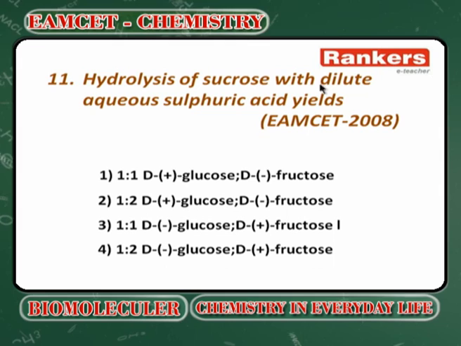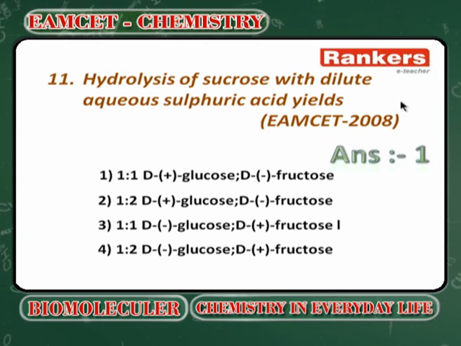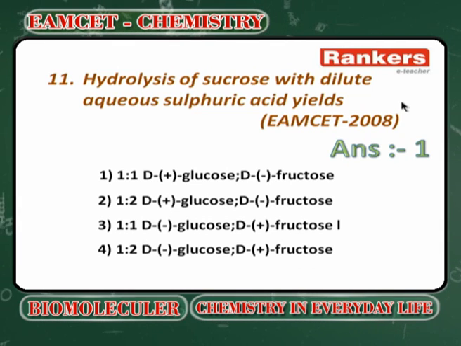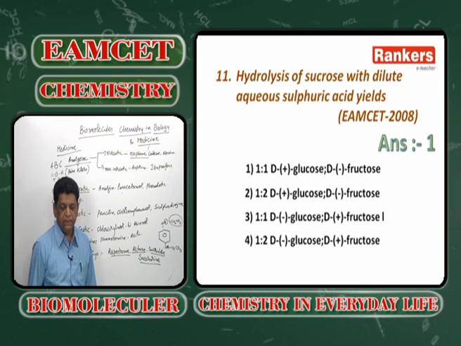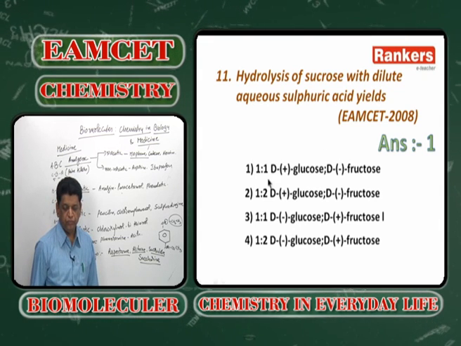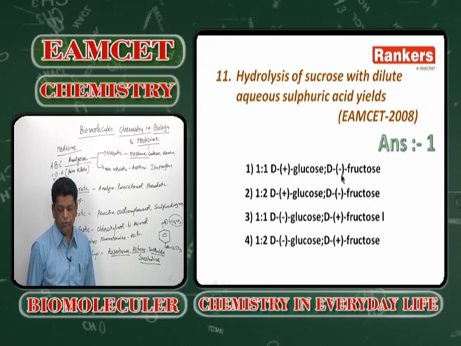Hydrolysis of sucrose with dilute aqueous sulfuric acid. Sucrose is a disaccharide which contains 2 monosaccharides, glucose and fructose. So, the first answer is the right one: D-glucose, D-fructose. Next.